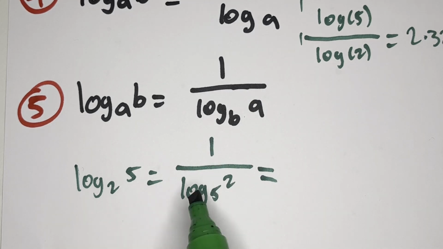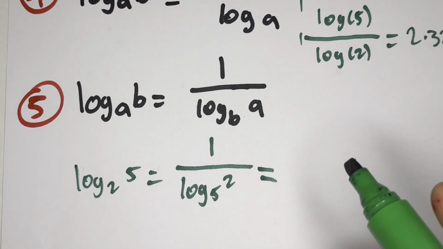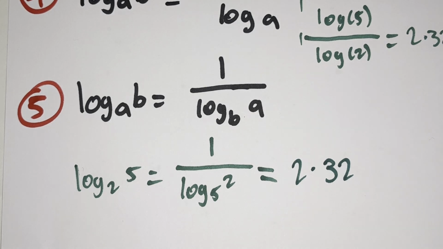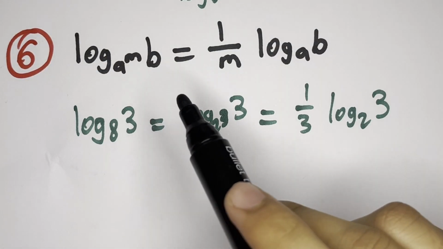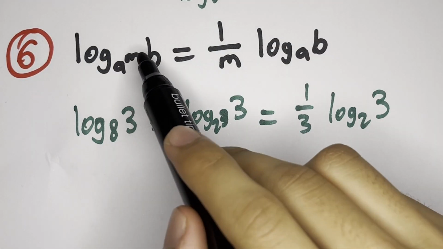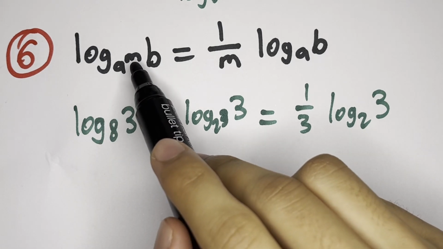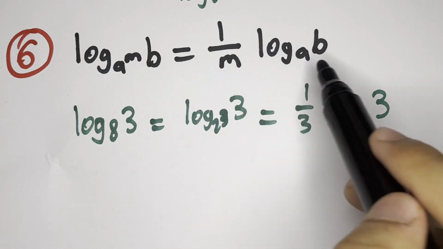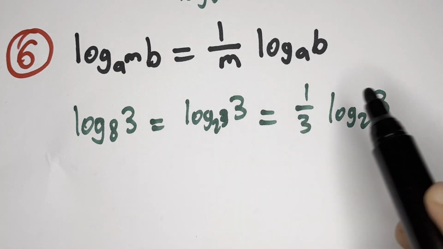And this is illustrated by this example, and putting this into your calculator proves to you that the same answer would be given of 2.32. The final rule is a variation of a log base change. If you have a power in the base, you can take that power, take the reciprocal of it, and multiply it by the rest of the logarithm. It's best illustrated through this example.